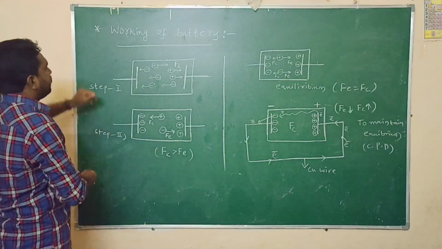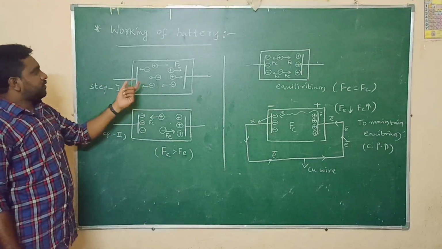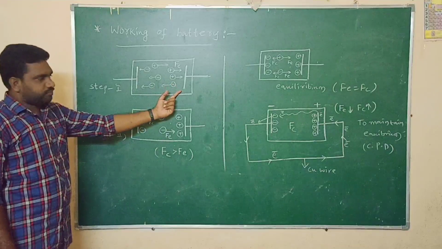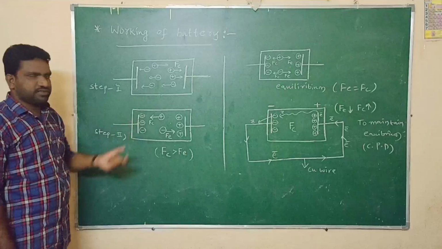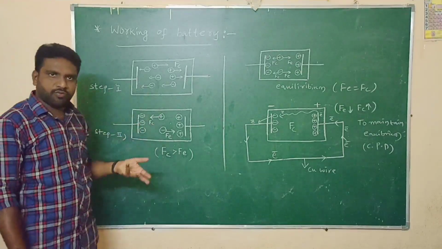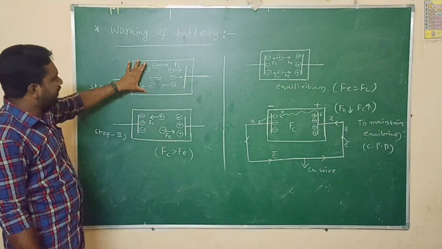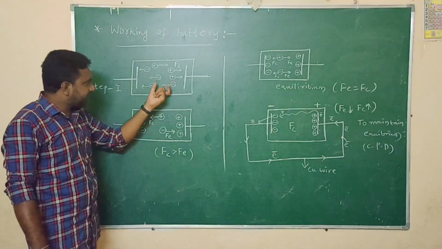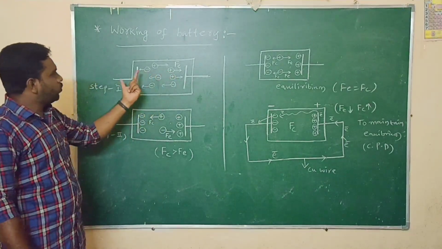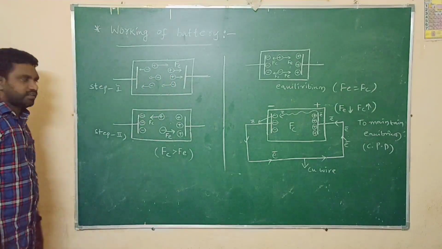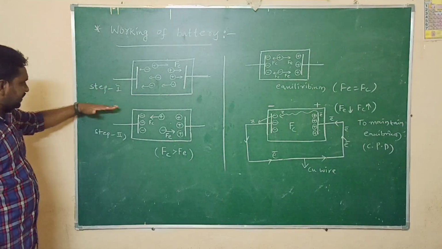In this first diagram, we are placing two metal plates inside the electrolyte. You can consider any electrolyte, like salt solution, NaCl solution, or diluted H2SO4, sulfuric acid. Many are there. We are considering one electrolyte and two metal plates placed inside it. This is the explanation of the first diagram. Now we will see step 2.